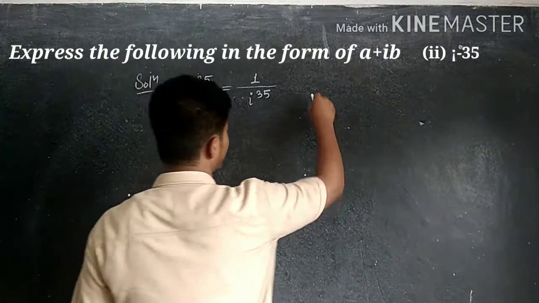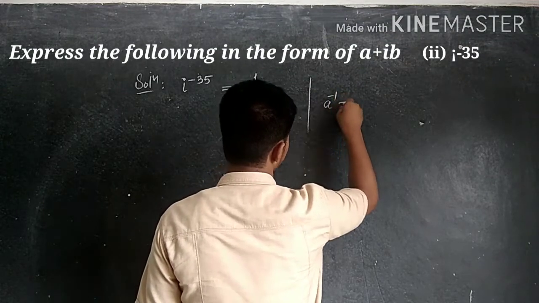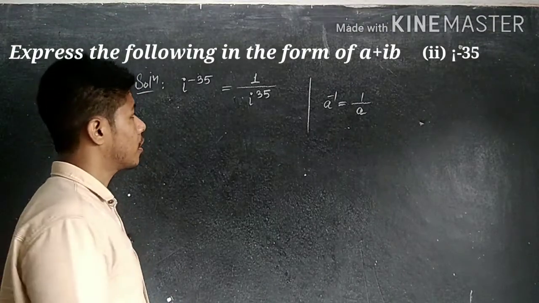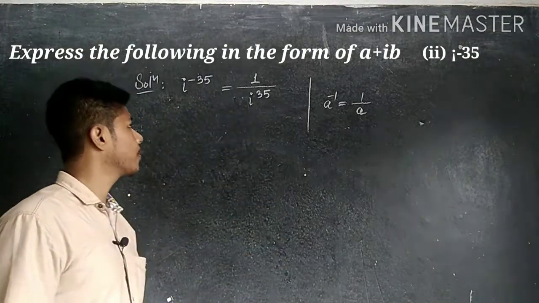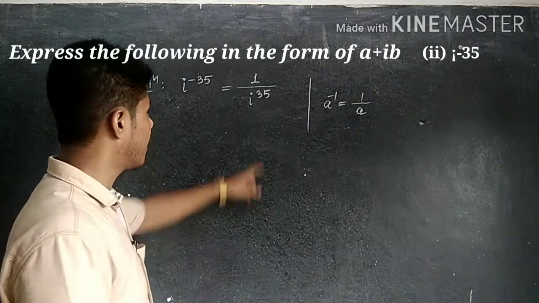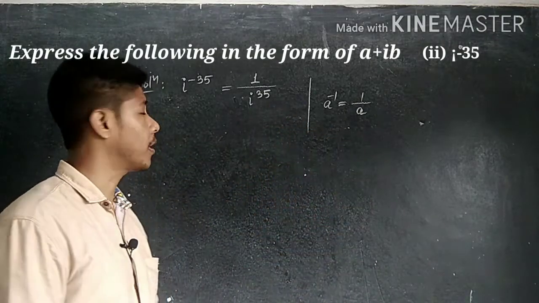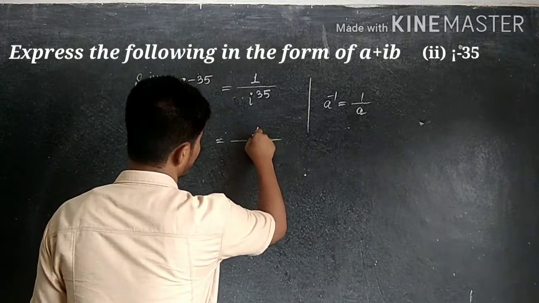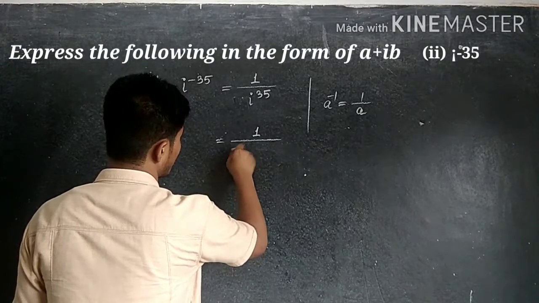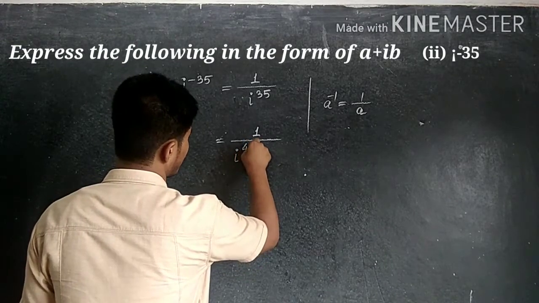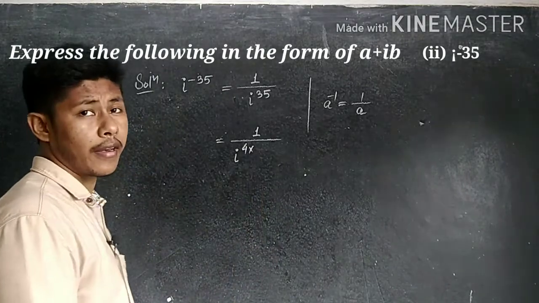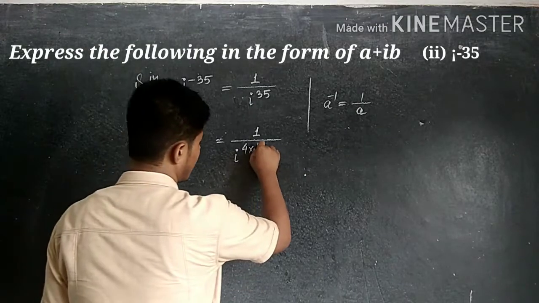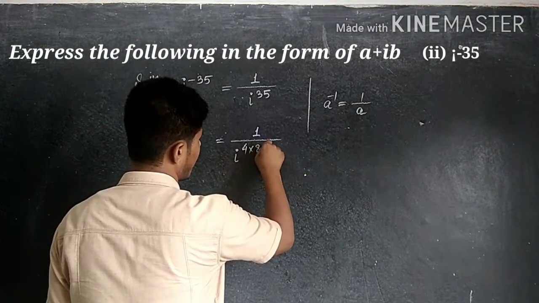In class 8, this type of result we already know: a inverse equals 1 by a, isn't it? So that's why i to the power minus 35 means we can write 1 by i to the power 35. Then easily we can convert this one into a multiple of 4. So if we convert 35 into a multiple of 4, then we will get the form or result that we want. So i to the power 4 into how many times? 9. 4 nines are 36, but here it is given 35. So that means 8. 4 eights are 32 plus 3.